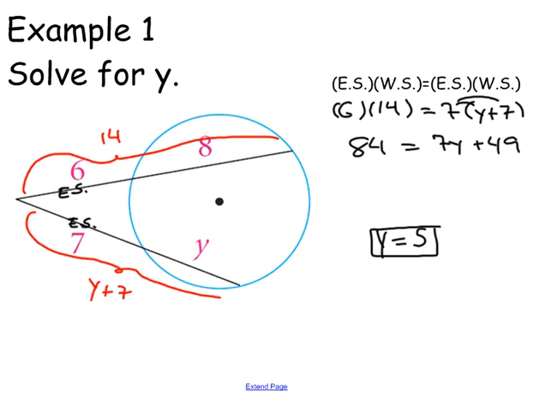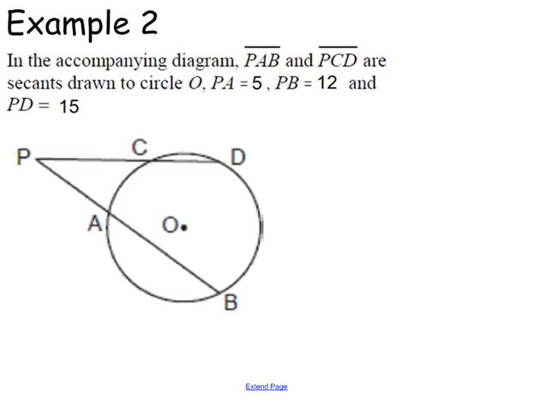Okay, example 2. In the accompanying diagram, PAB and PCD are secants drawn to circle O. PA equals 5, PB equals 12, and PD equals 15. Find PC is the question here. Okay, so we are told PA is 5, and that's the external secant. And we are told PB is 12.